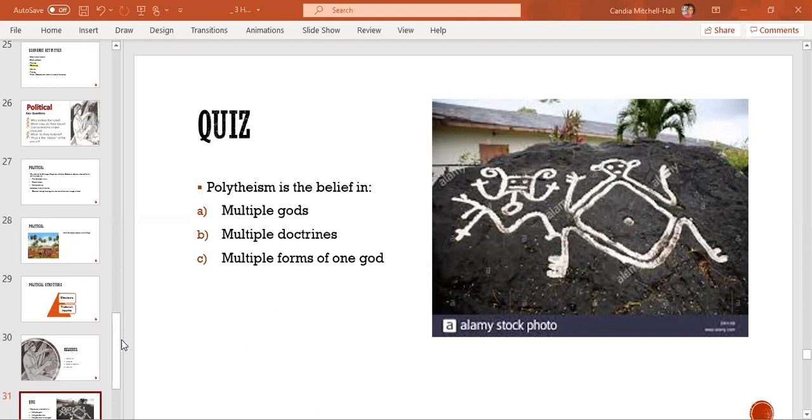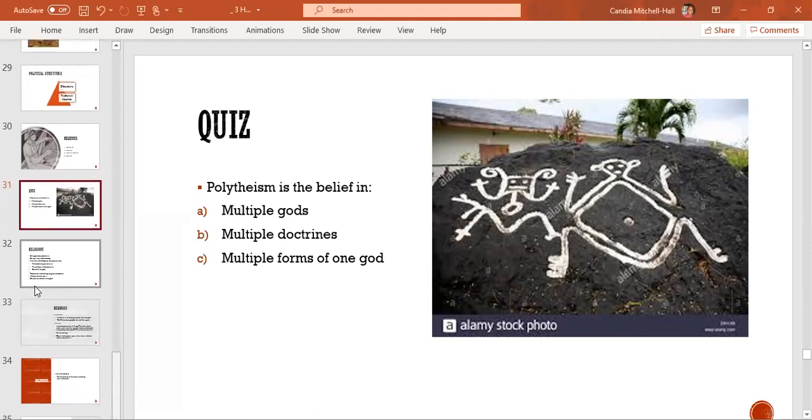So just like the Tainos, they had their gods, but they would have carved their gods, as you see right here, in stones. They didn't build their gods in the form of a zemi. All right?